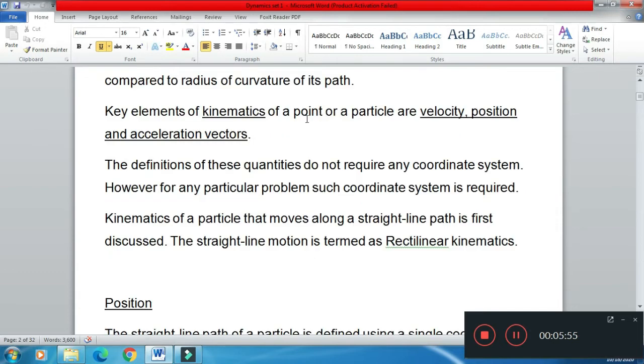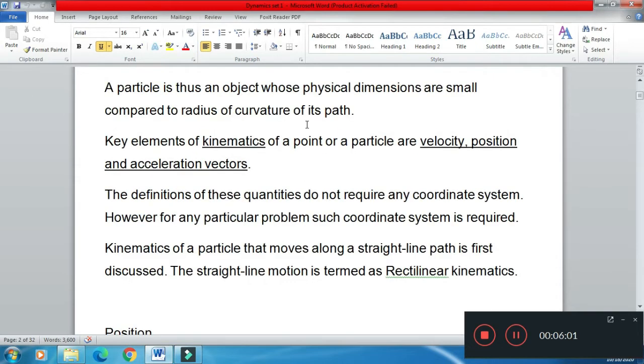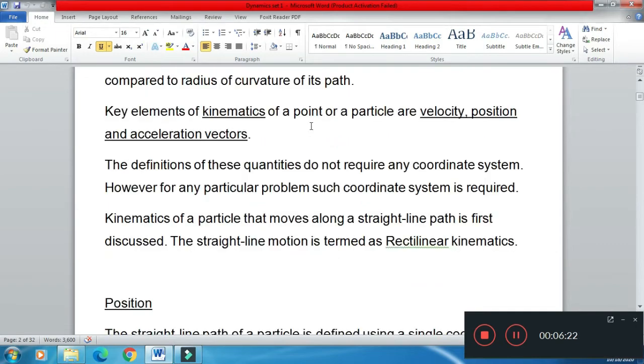The main elements of kinematics are velocity, position and acceleration vector. When we define velocity, position, acceleration, we do not require any coordinate system. But when we are studying the kinematics of a particle, when we are determining velocity, position or acceleration of a particle, then we need a coordinate system.